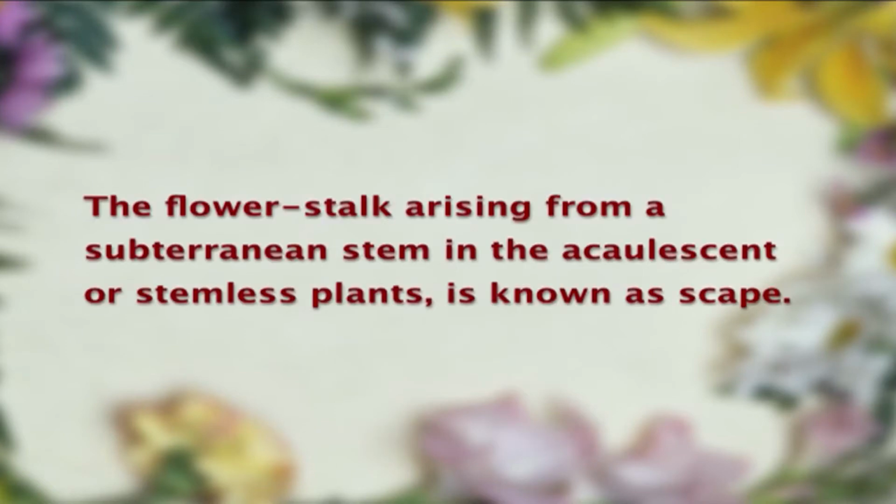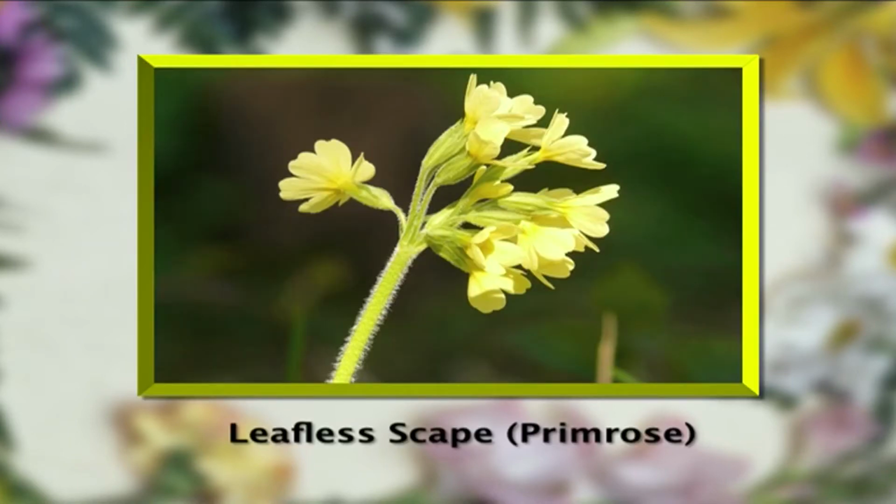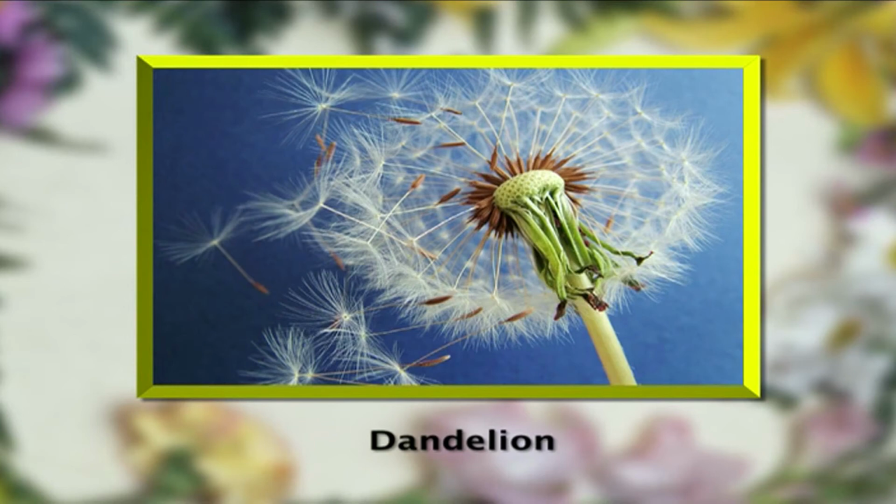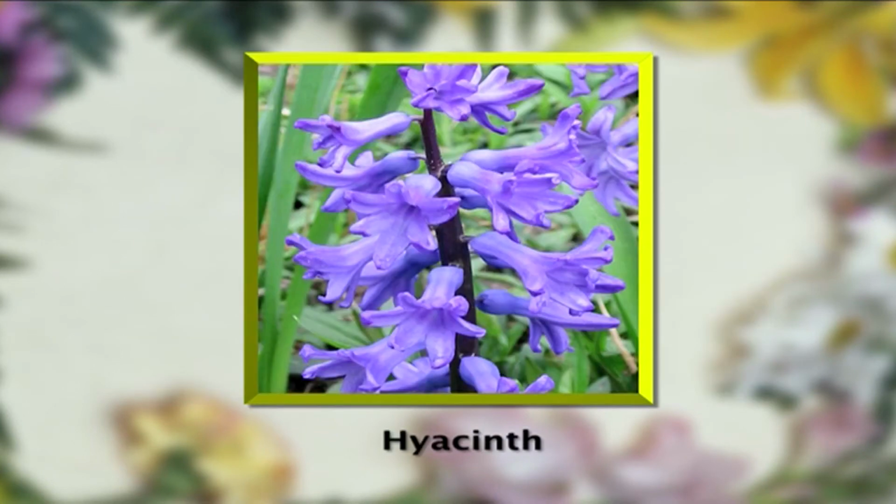The flower stalk, which arises from a subterranean stem in the acaulescent or stemless plants, is known as scape. It is either completely leafless or may bear one or several bracts. The scape may be simple or branched. The common examples of scapose plants are tulip, primrose, dandelion, hyacinth, etc.